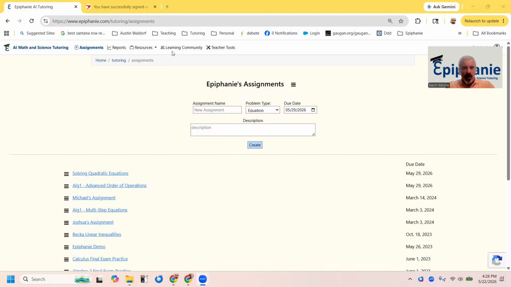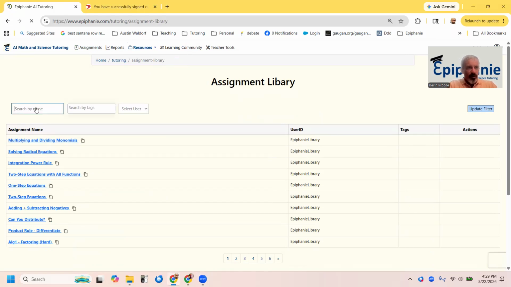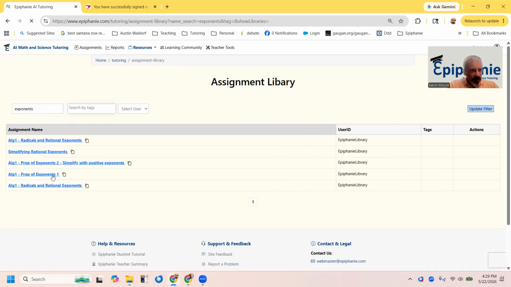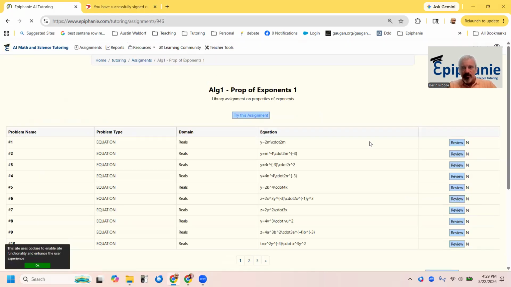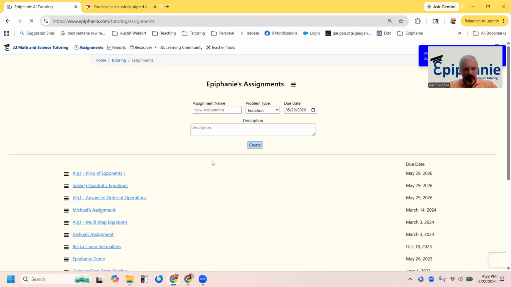So I'm going to start off by going to resources over here. And in our assignment library, we have a bunch of different types of problems. There we go. I'm going to look up properties of exponents. And we're going to try this assignment here. I will check that out. And let's go ahead and get started on it.